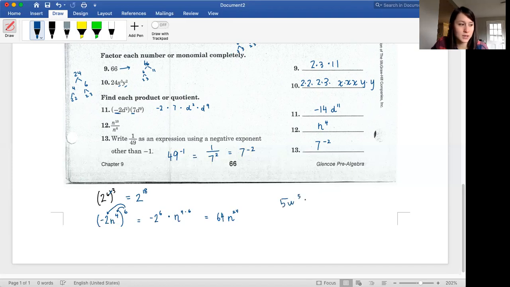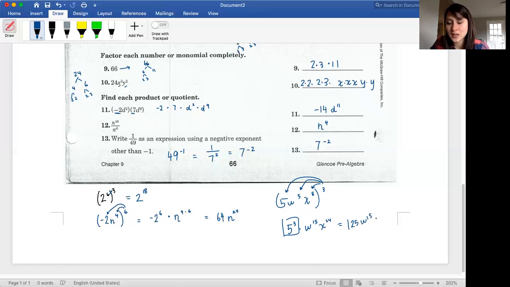5w to the 5th power, x to the 8th, and all this to the 3rd. So remember, we have to distribute this into every term. And so I have 5 to the 3rd times w. I'm just going to multiply it. So 5 times 3 is 15, and x to the 24th. And now I need to actually work it out. And so 5 times 5 times 5, I can plug that in my calculator. It's 125. And this is my answer right here.